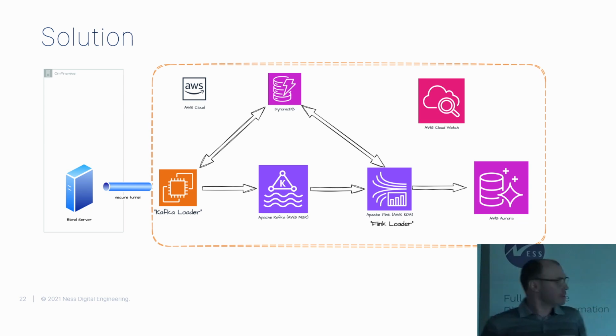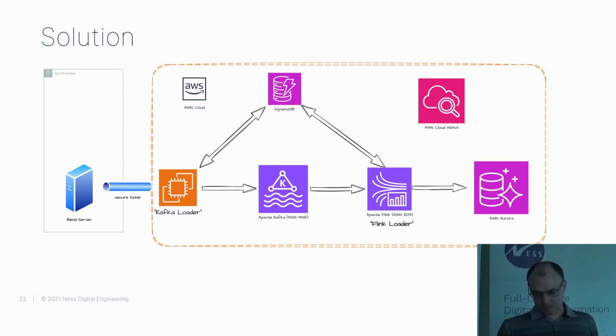Now, this is how our final solution architecture looks. Basically, we have the Kafka loader. The Kafka loader does the subscription and is responsible for getting events from the Blend server. So basically, it's responsible for transferring data from the Blend server to the Kafka cluster. Then the Flink loader reads data from Kafka with some level of parallelism, does ETL, and finally sinks reports to AWS Aurora.